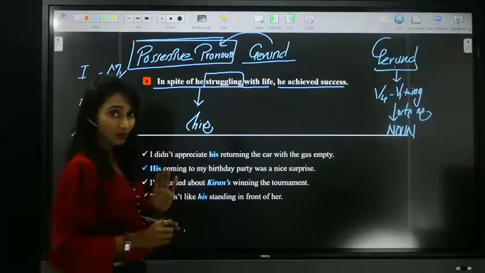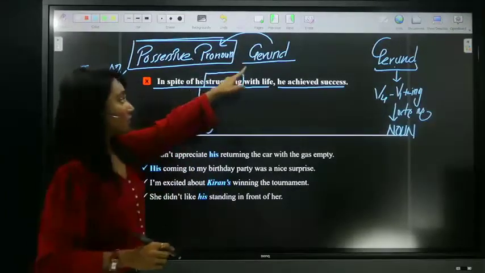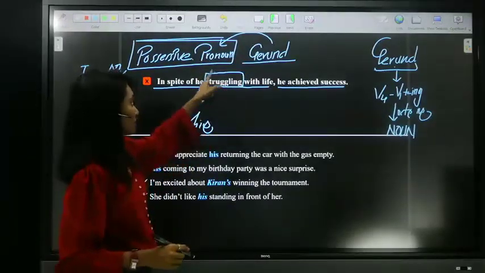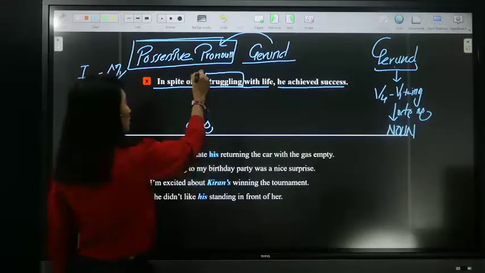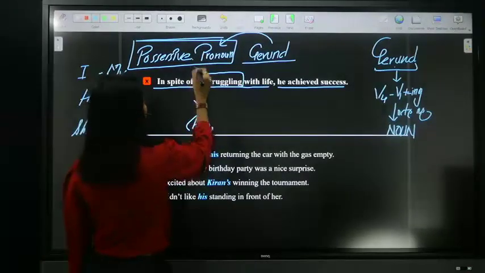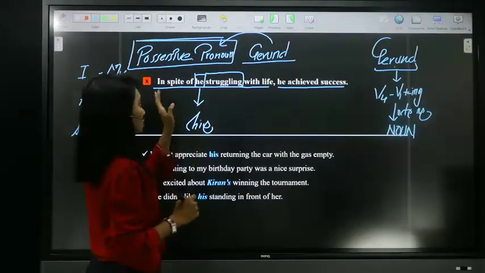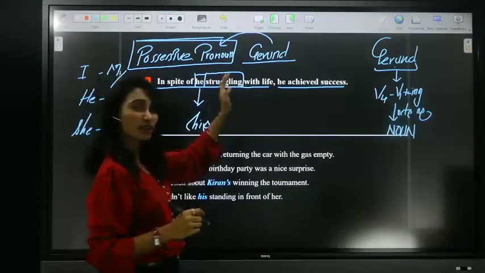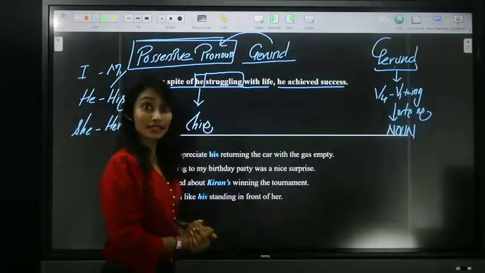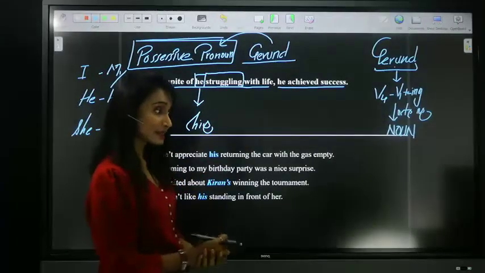Do you understand the reason here? Struggling is a gerund, preceded by a pronoun, so the pronoun must be in possessive case. The possessive pronoun for he is his. So in spite of his struggling with life, he achieved success. Is that clear, guys? Yes.